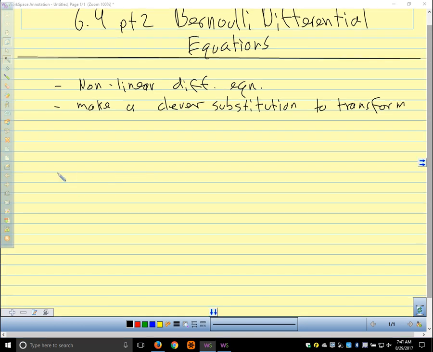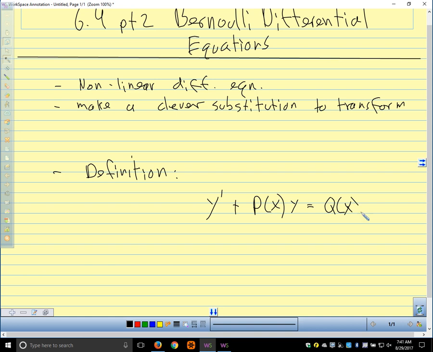All right, so our Bernoulli differential equation. So our definition. We have y prime plus p of x y, so we start out like a linear first order differential equation, equals q of x y to the n. This part, the y to the n, makes it nonlinear.